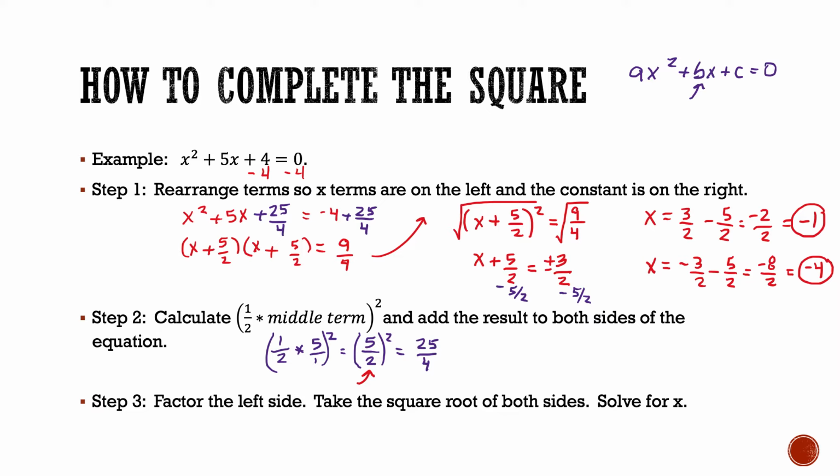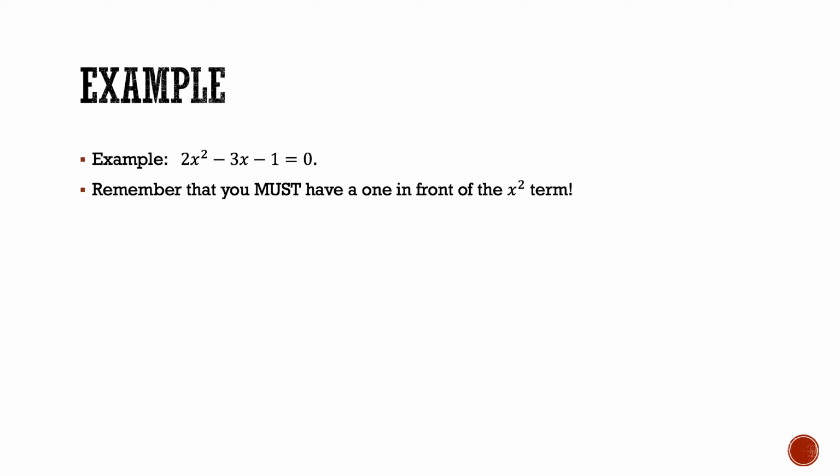All right, so let's try one more example. Our example is 2x squared minus 3x minus 1 is equal to 0. And I wanted to show you this one because I want to remind you that when you're completing the square, you must have a 1 in front of the x squared term. So the fact that we have a 2 right here is potentially a problem.